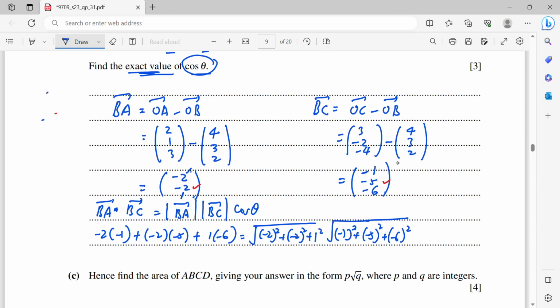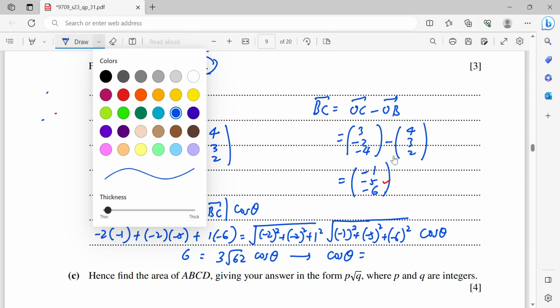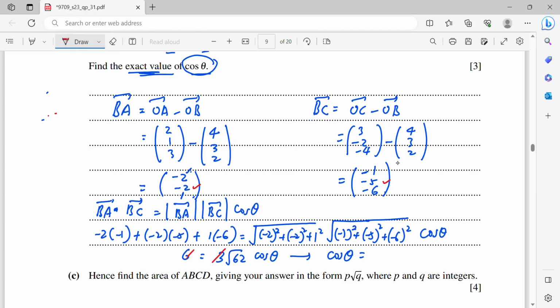Okay, so when you calculate the left hand side, it's going to be 6. Then here is cos theta. Alright, then the first modulus is square root 9, which is 3. Then the next is square root 62. Okay, then cos theta. Before I move, I can just simplify first. This is 3, this is 2. I can cancel off. So then I will directly get the answer, which is 2 over square root 62. Okay, that is my exact value of cos theta.